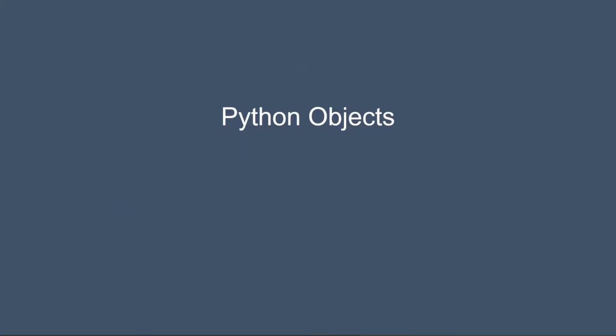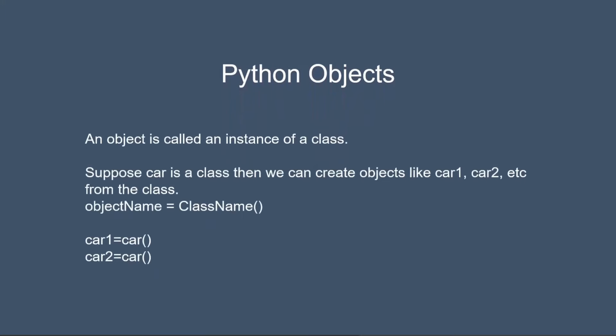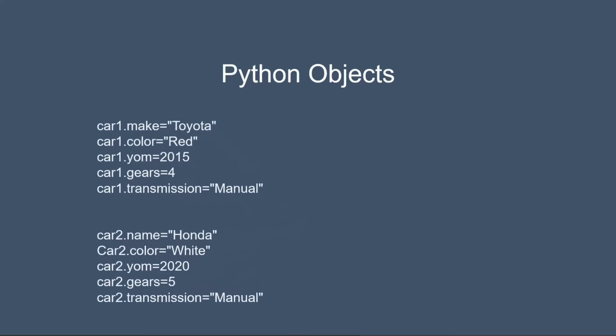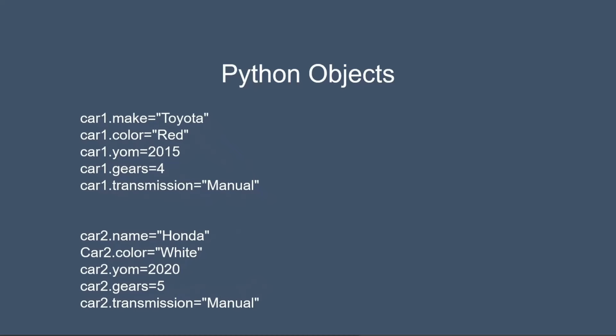Python objects. An object is called an instance of a class. Suppose car is a class, then we can create objects like car1, car2 from the class. All the attributes of the class will be automatically assigned to the objects created by using that class. For example, we have created 2 objects car1 and car2 created by using car class, then all the specifications of the class like make, color, transmission, gears will be assigned to both objects. We can assign different values to each object like this.